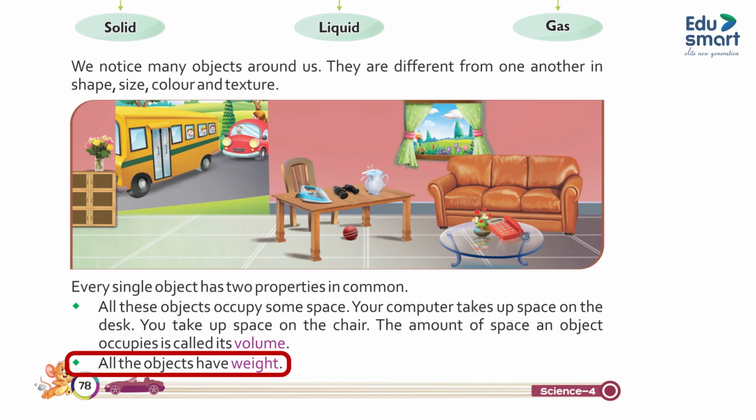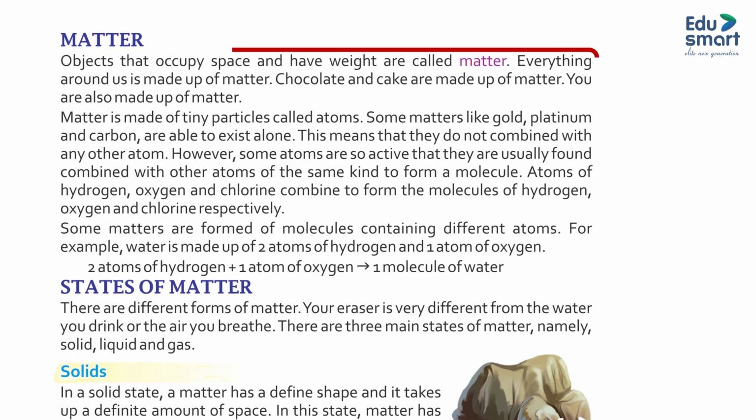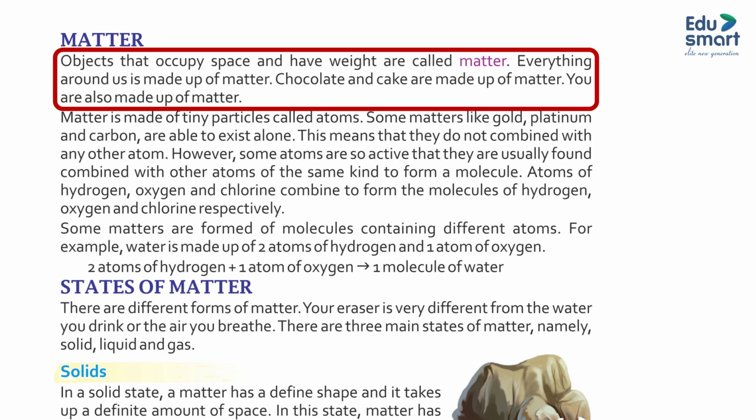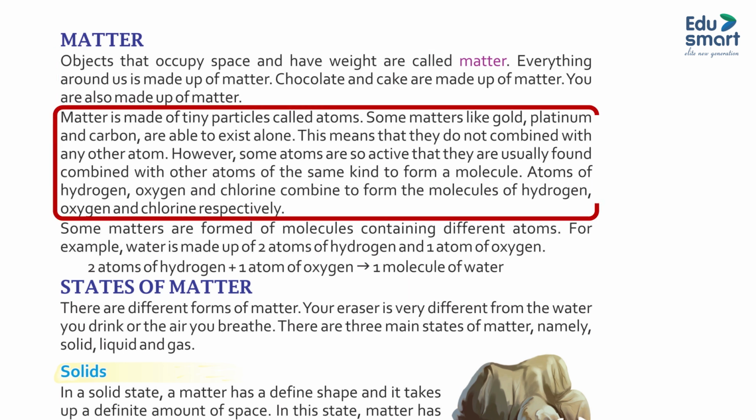All the objects have weight. Matter: objects that occupy space and have weight are called matter. Everything around us is made up of matter. Chocolate and cake are made up of matter. You are also made up of matter. Matter is made of tiny particles called atoms.